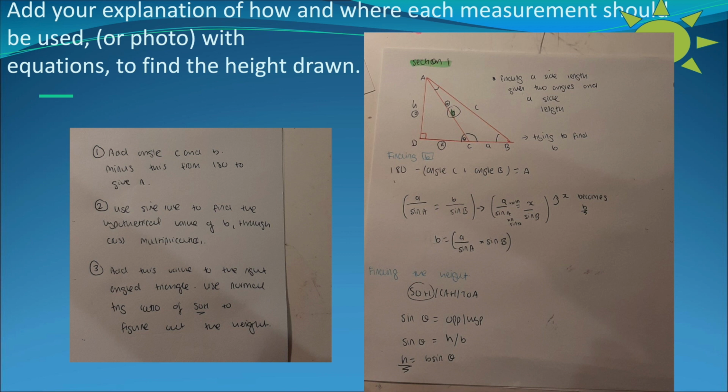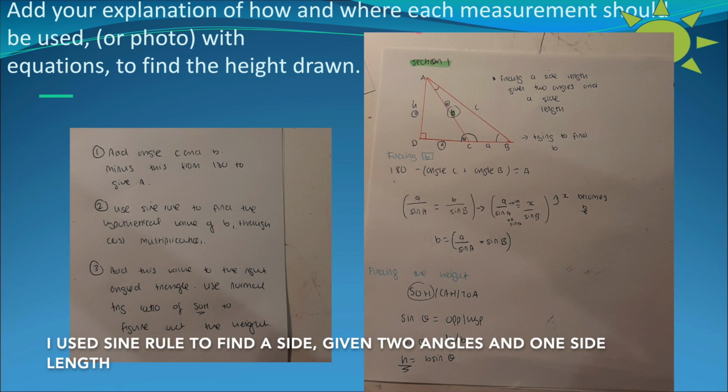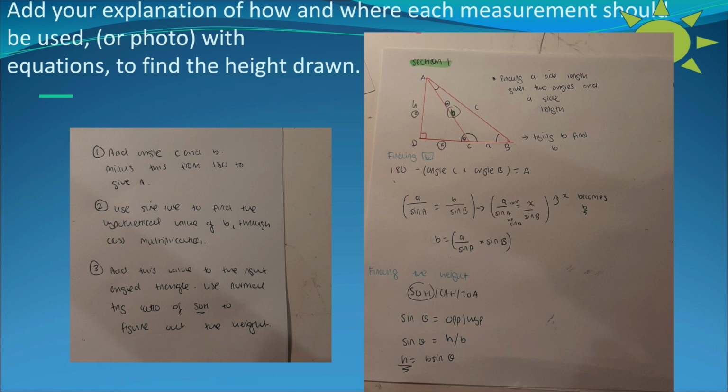So after finding angle A, we could do sine rule. The sine rule being A over sine A equals B over sine B. We know what A is, we also know what angle A is, so the values that we do know are on the left side of the equation. And on the right side of the equation, we do know what sine B is, but we don't know what side B is, which is what we are trying to find to help us find the height later on.